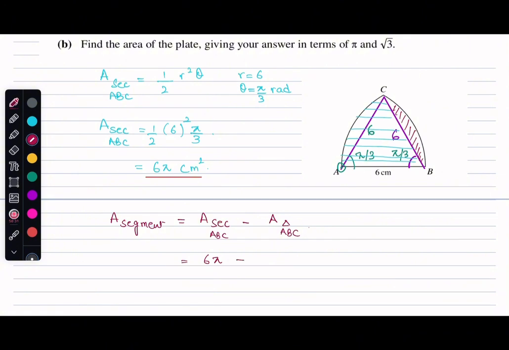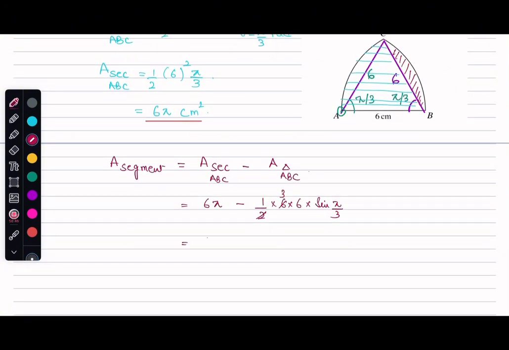And area triangle ABC is going to be 1 by 2 into the two adjacent sides, 6 and 6 into sine of pi by 3 here. So this then is going to be 6 pi minus 18 sine pi by 3, and sine pi by 3 then is going to be root 3 by 2, or I can say that area segment here is going to be 6 pi minus 9 root 3.